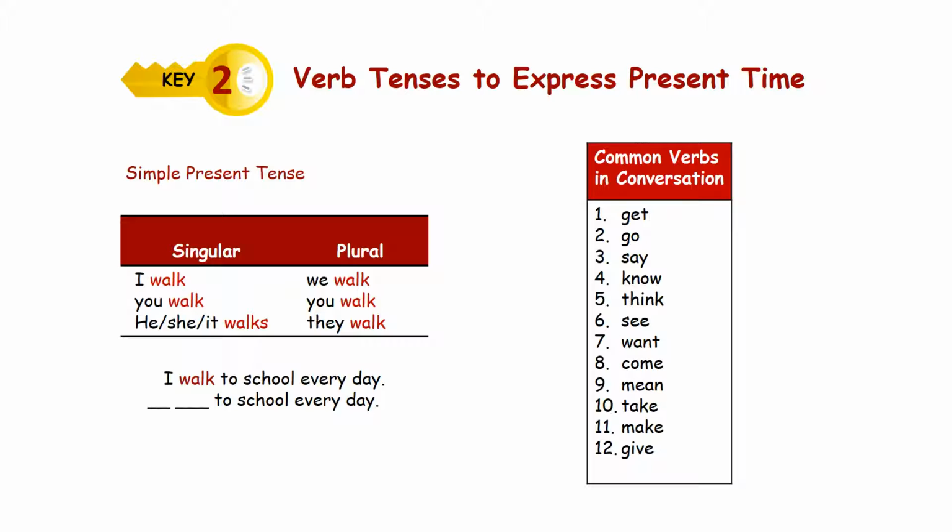The S for third person singular can be pronounced in 3 different ways: cooks with an S sound, lives with an S that almost sounds like a Z, and sneezes with an ES on the end. These are a list of common verbs you'll find in conversation: get, go, say, know, think, see, want, come, mean, take, make, and give.